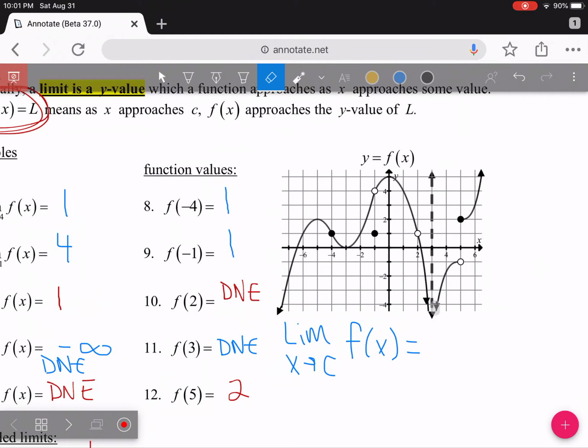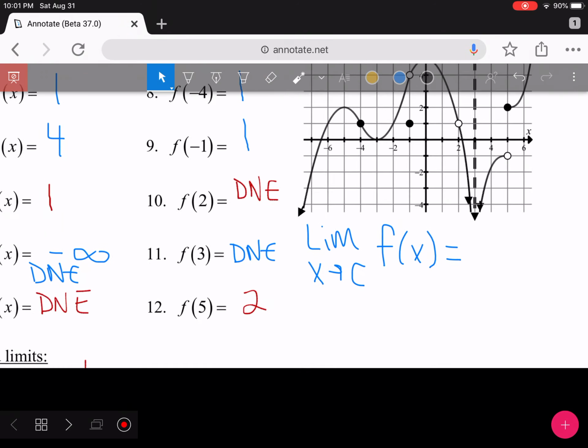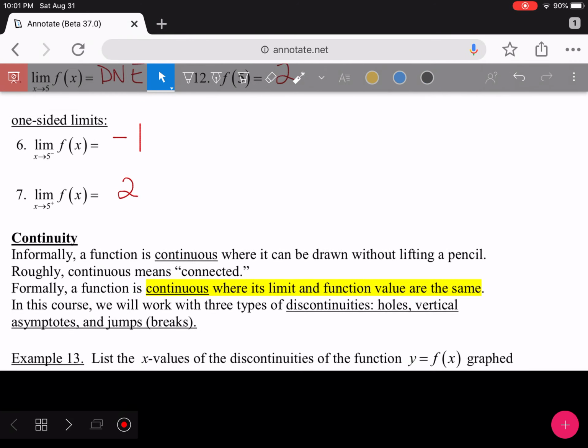And then I'm going to come here, and it's continuous from this point all the way up till here, and then I have to lift my pencil to be able to finish drawing the function. So it's discontinuous at this point as well. And then the interval from 5 to infinity, as far as we can tell, would be continuous. So that's just the intuition behind continuity.